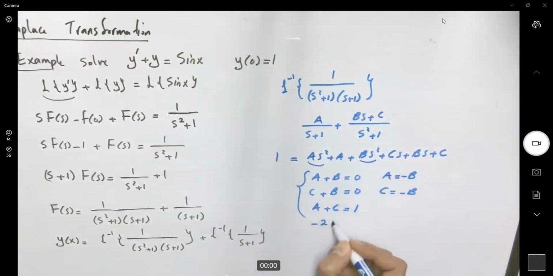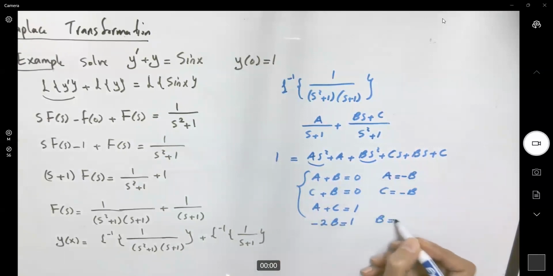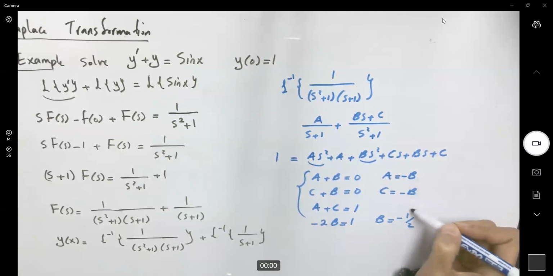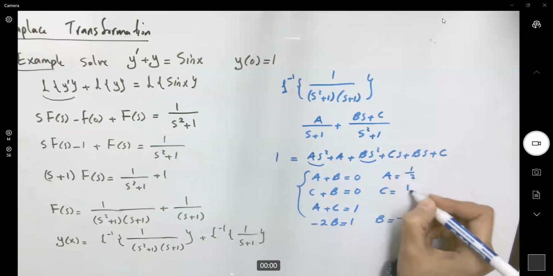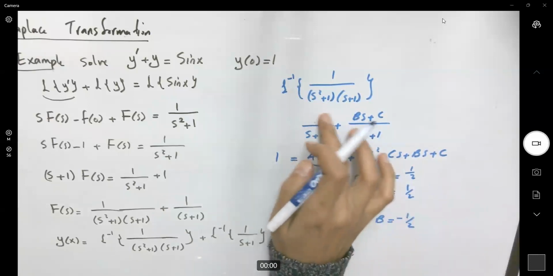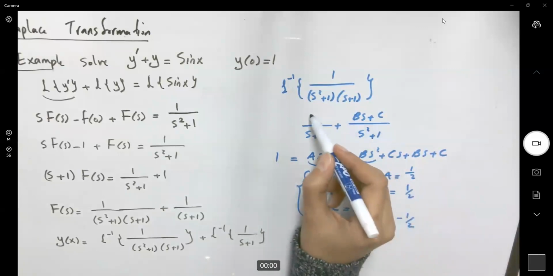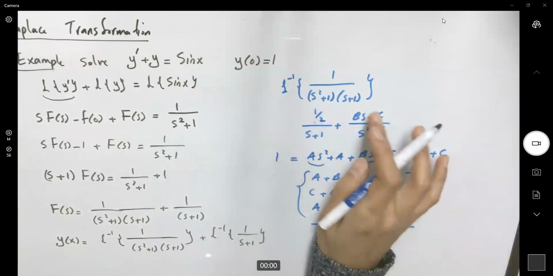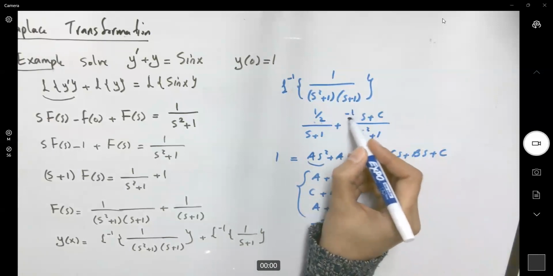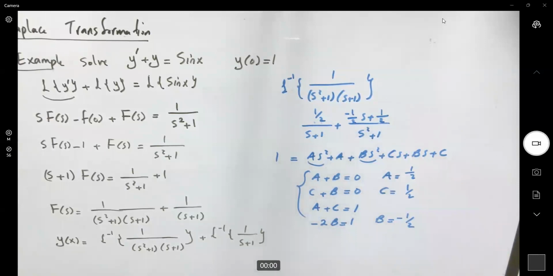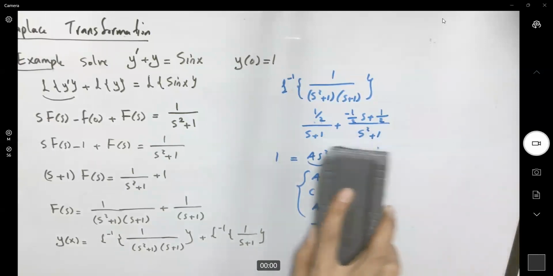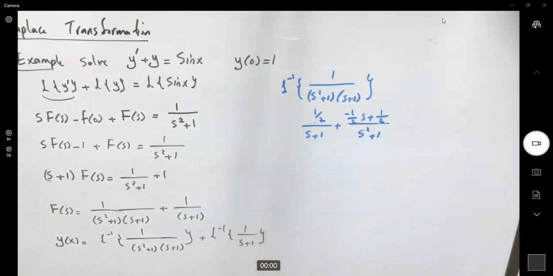So negative 2B becomes 1, or B is negative a half. So A is a half and C is a half. So we found these values, a half and a half. So these are the fractions that you're working with: a half over s plus 1, plus (negative a half s plus a half) over s squared plus 1. So we separate these using partial fractions.